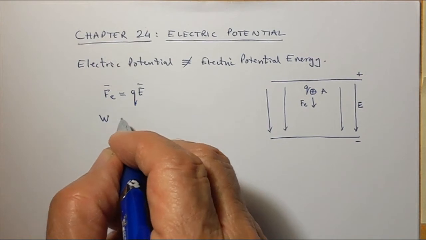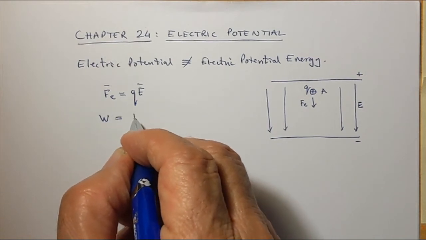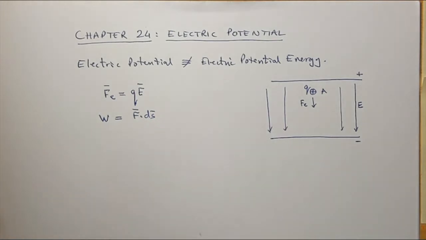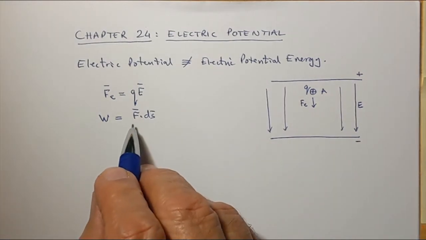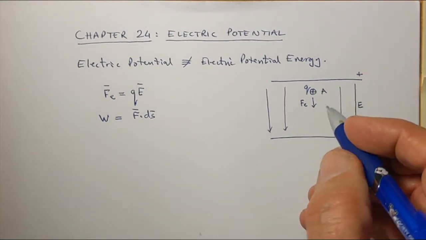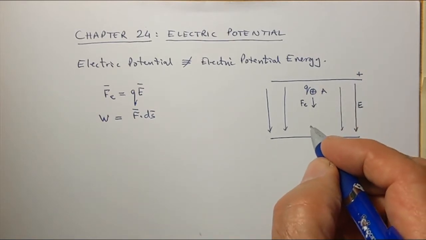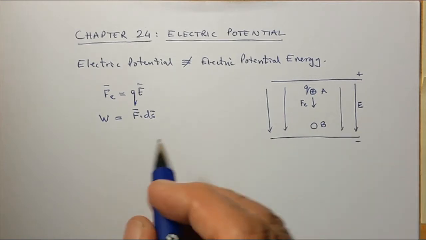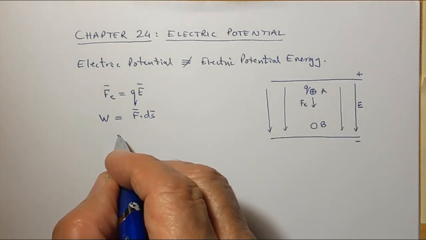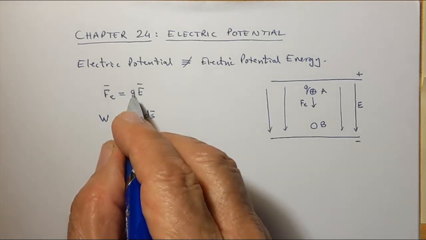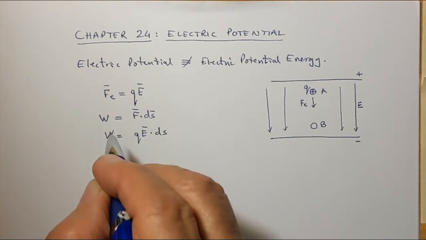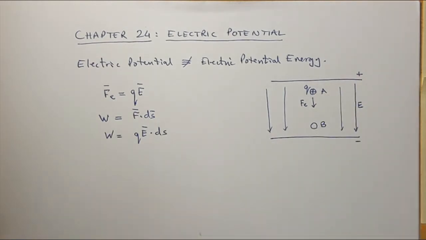Now we had seen earlier that the work done is F dot ds, a force dot the displacement of an object. So if we want to find the work done when the particle moves under the action of this electric field from A to a point B, then that work we can write, with the force as QE, as the integral of QE dot ds. So that will be the work done when the charge goes from A to B.